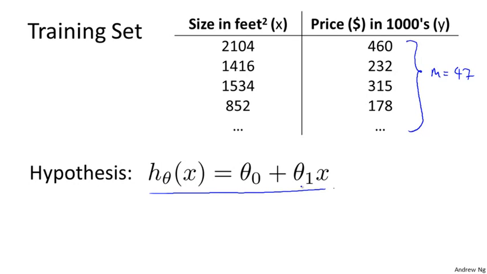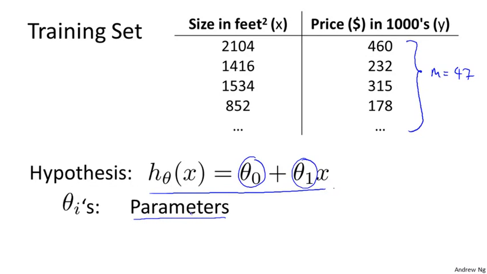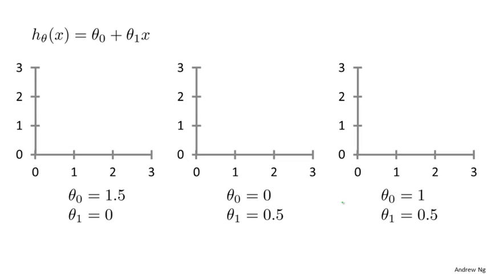To introduce a little bit more terminology, these theta 0 and theta 1, these theta i's, are what are called the parameters of the model. And what we're going to do in this video is talk about how to go about choosing these two parameter values, theta 0 and theta 1. With different choices of the parameters theta 0 and theta 1, we get different hypothesis functions.